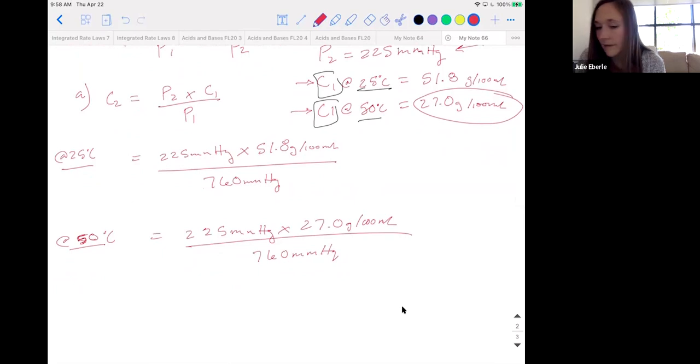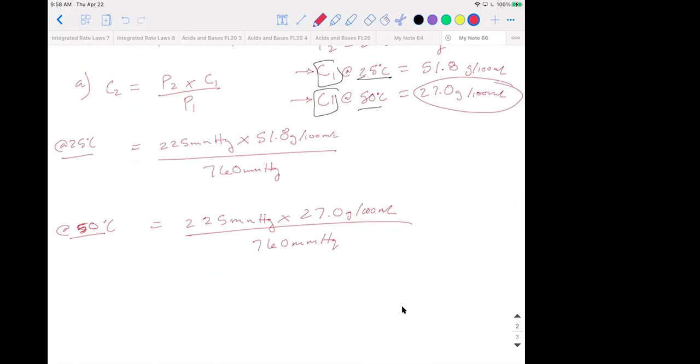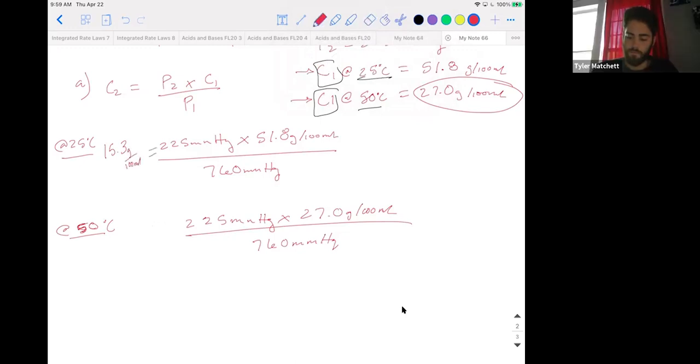All right, anybody have the answers for C2? What's the one at 25 degrees? What'd you get, Tyler? Maybe you already solved them, you said. First one is 15.3 grams per 100 ml. And what was the next one?